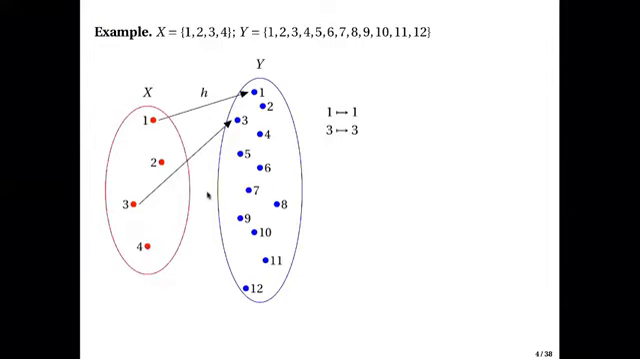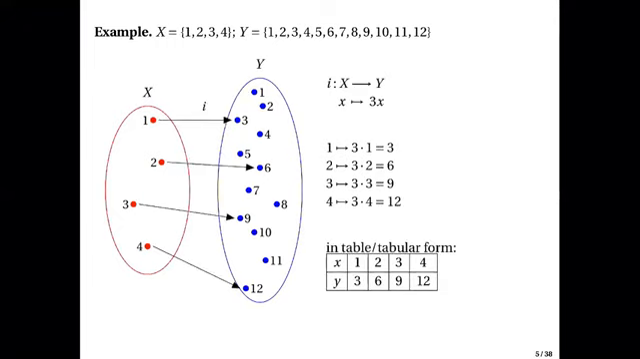And of course, there are other points in the set Y which also don't have partners from X. So 1 is being mapped to 1, 3 is being mapped to 3. Let us label this relation H. So this is another example of a relation.